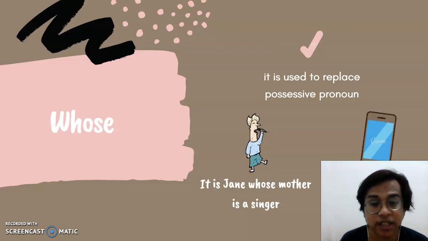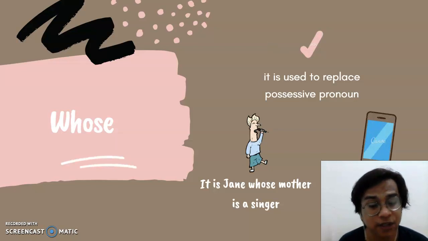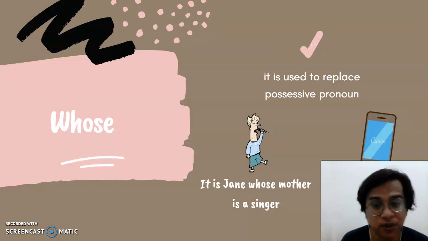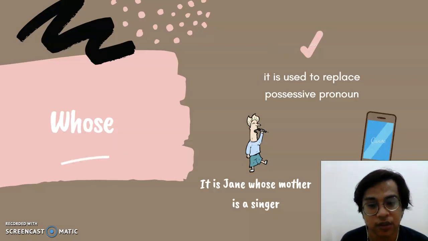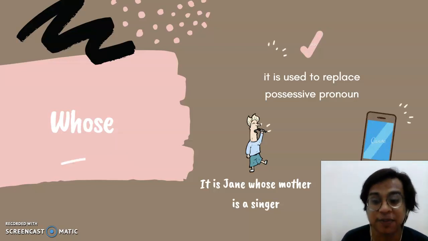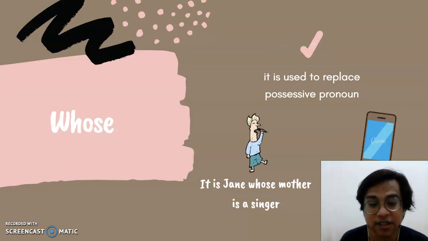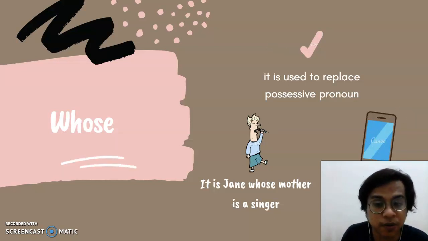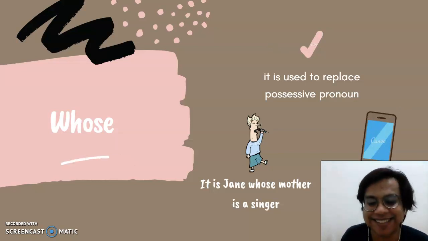As you can see on the screen, I provide two examples. The first one is, it's Jane whose mother is a singer. So it talks about Jane's mother, whose here refers to Jane's mother. So it talks about what Jane's belonging is: Jane has a mother who is a singer. So when we use whose, it talks about belonging of something. And the second sentence is, the woman whose phone is ringing is my friend. So is it understood? Okay.